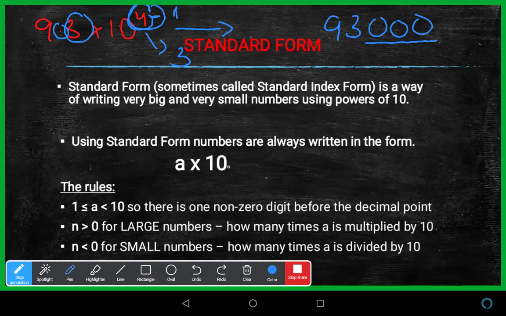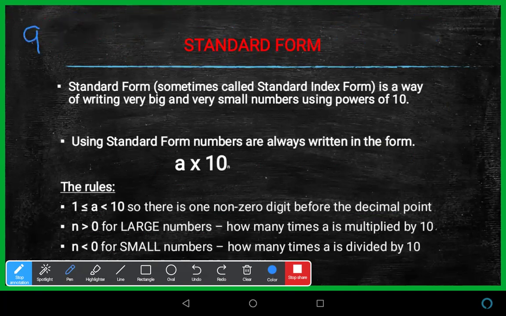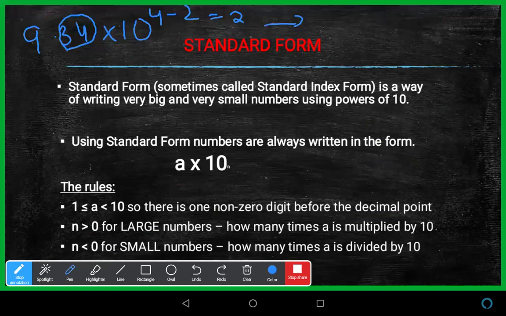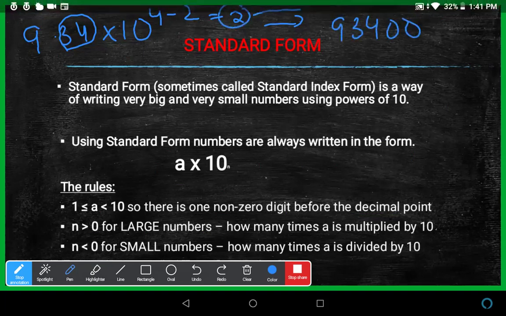Okay, I will give you another example. For example, 9.34 multiplied by 10 to the power 4. Now, after the decimal there are two digits. You have to minus 2. It will become 2. You don't need to write 2 in your question. I'm just giving you some tips on how we can convert into ordinary form. Now, the answer will be 93400 because the power is 2. Now you can write two zeros. Okay. So I hope you understand how we can convert this.